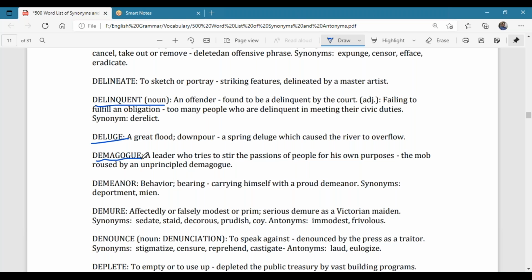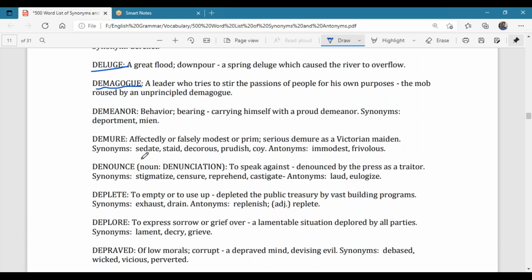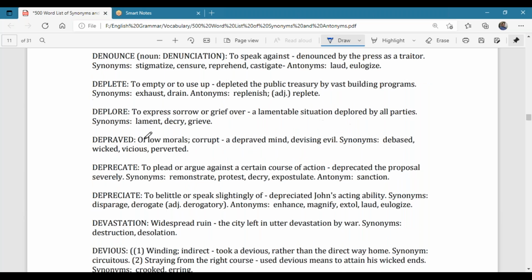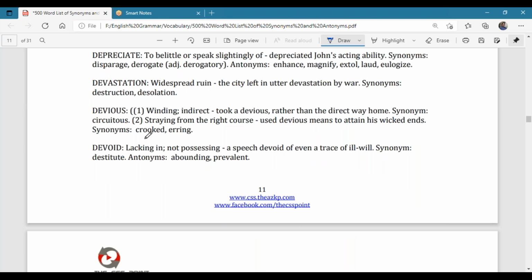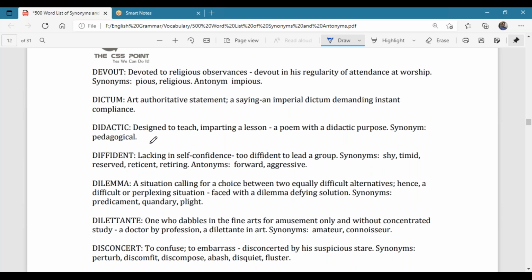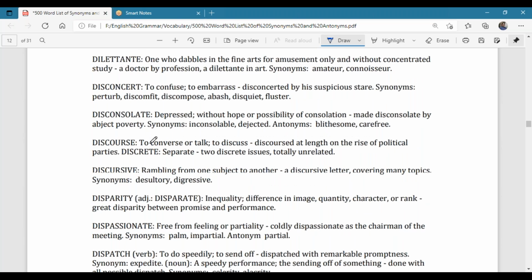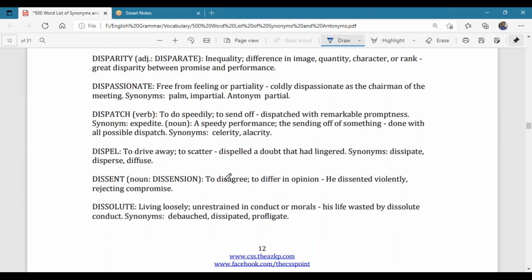Demagogue, in the sense of a kind of an agitator, troublemaker. Okay, who uses his political responsibilities to create trouble for the people. Such kind of people are called demagogues. Demagogue is a noun, of course. And these are the words which you can actually understand easily. Demotes, devastation, devious, different, dilemma, disconcern, disparity, dispassionate, dispatch, dispel, dissent.